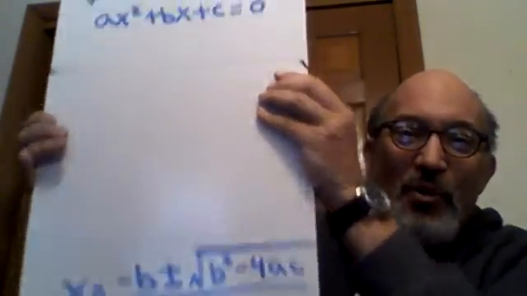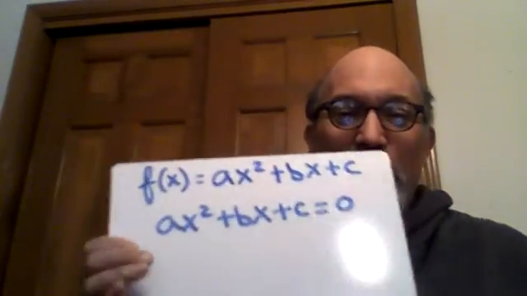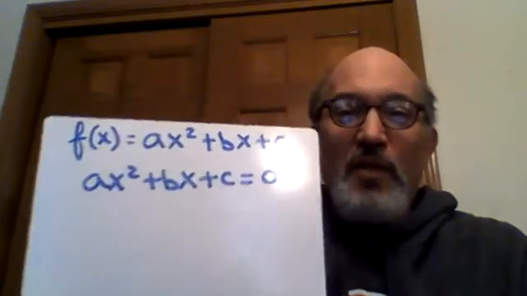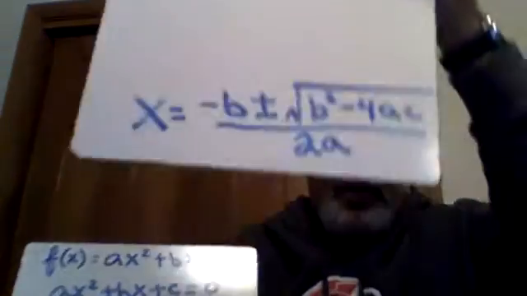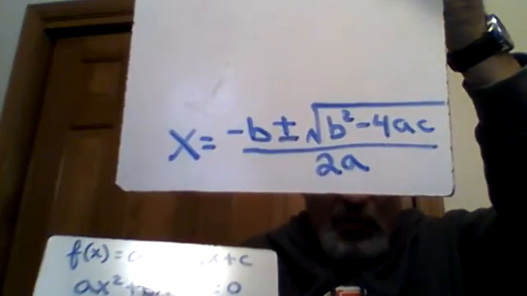Where we're going to end up when we have ax squared plus bx plus c equaling 0 is that x equals negative b plus or minus the square root of b squared minus 4ac all over 2a. Let's see how we get there.